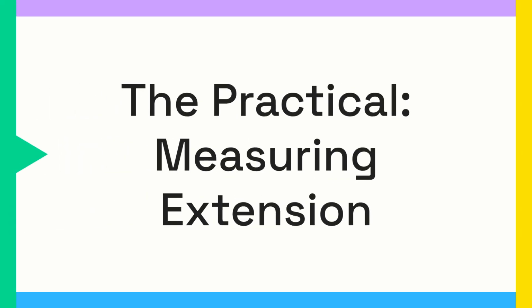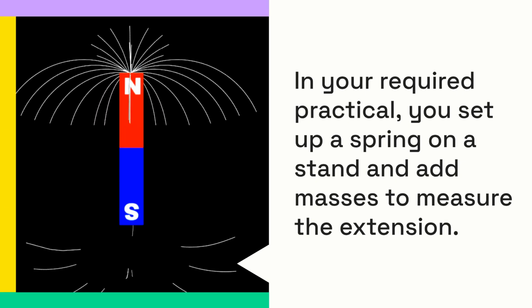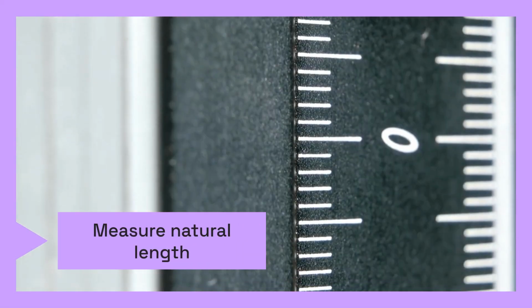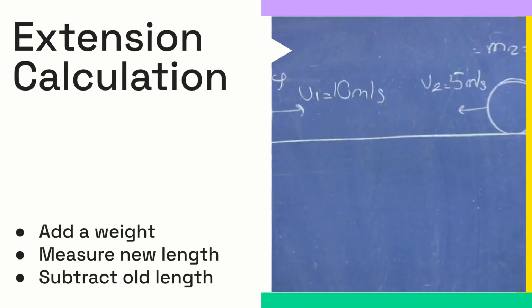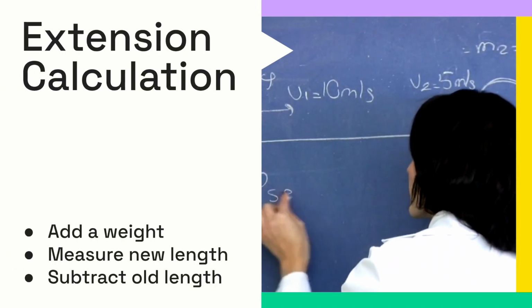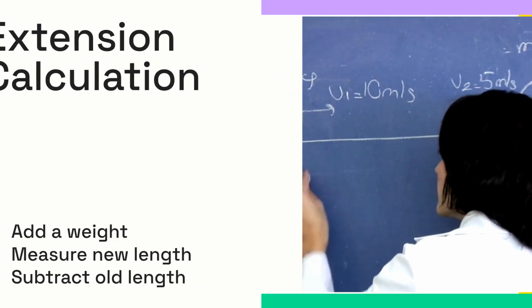Next, let's explore how you measure extension in a required practical setting. In the lab, you'll use a retort stand, a spring, and varying weights to measure how much the spring stretches. The first step is always to measure the natural length of the spring before any weights are added. After adding a weight, measure the new length. Extension is simply the new length minus the original length. Remember, it's the change in length, not the total length.